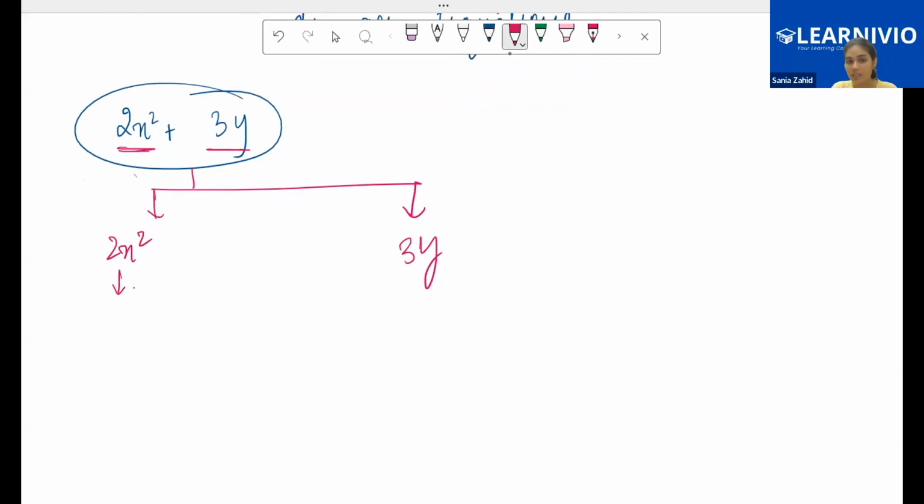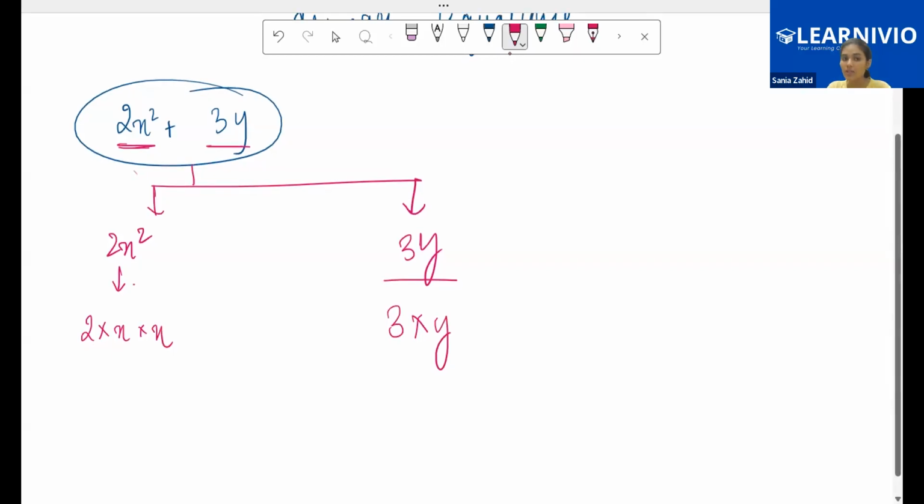You must have multiplied 2 with x and one more x, right? 2x square is equal to 2 into x into x. And similarly, how would you have got 3y? 3 into y. That's how you'll get 3y, right? So now you must know these basic things, that is, what the terms are.